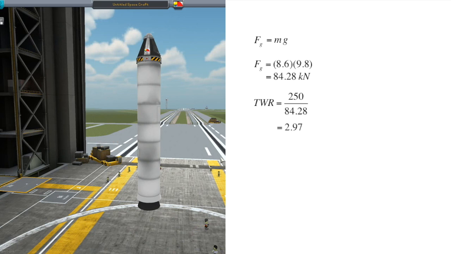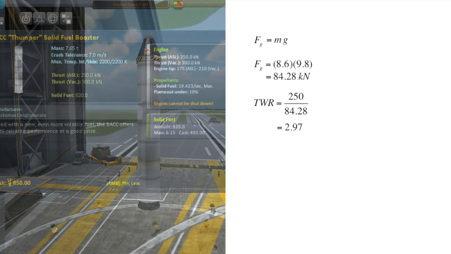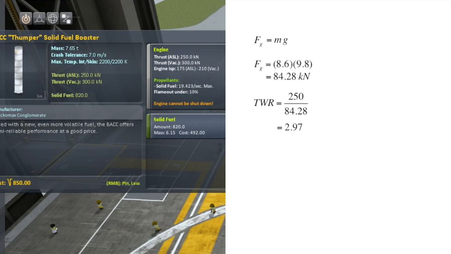Let's work out what the TWR would be right when the fuel runs out. My first launch never got to this point, but this will give us a very good idea as to what the problem was. By this point, we would have been high enough in the atmosphere that the thrust would have been far closer to the 300 kilonewtons rather than the 250 kilonewtons. So we'll use that number.